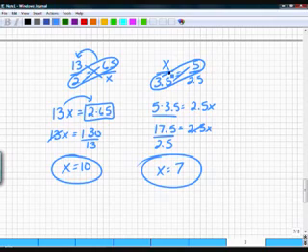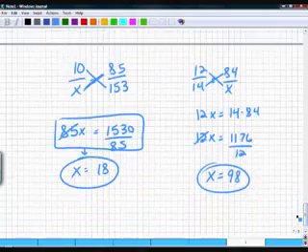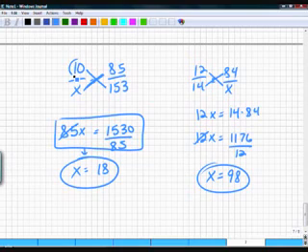Why did we multiply those? Because they're across from each other, correct? And then we divided by what? The number, right? This one, we multiplied what two numbers? 153 and 10. Why do we multiply those two? Because they're across from each other, and then we divided by what?